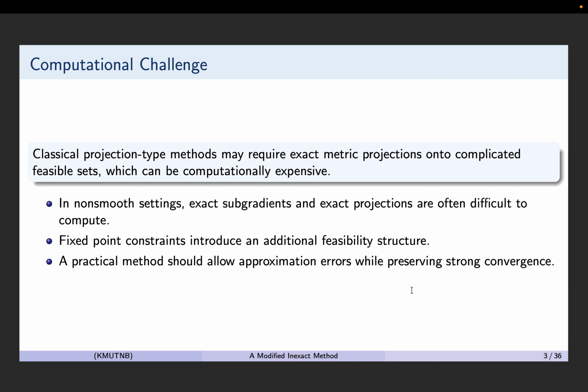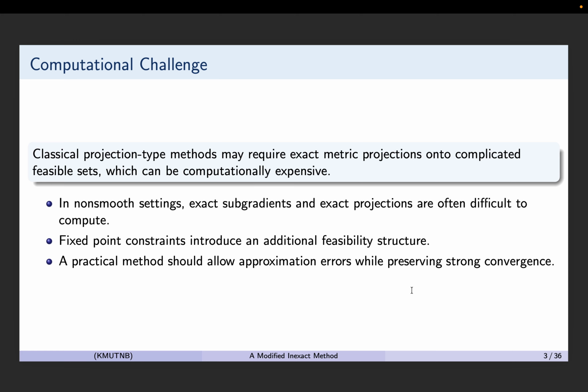So one of the challenges of this is computational, because classical projection type methods for solving this kind of problem require exact projection onto some complicated feasible set. And we know projection is a big deal, in the sense that it's a kind of minimization problem. When you are projecting onto a complicated set, it is computationally expensive, and in some cases you cannot even have an exact projection, unless the set is well behaved in the sense that it has an exact projection.